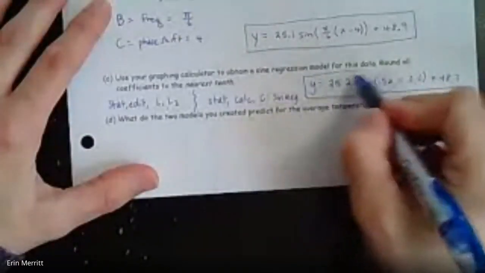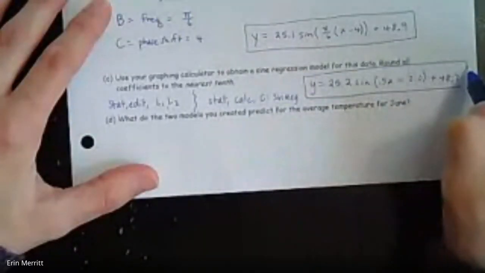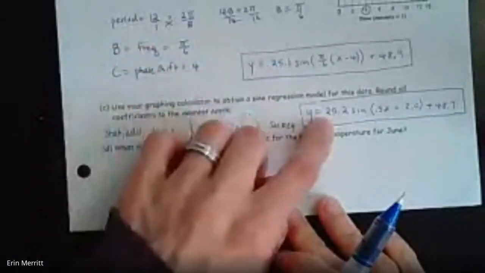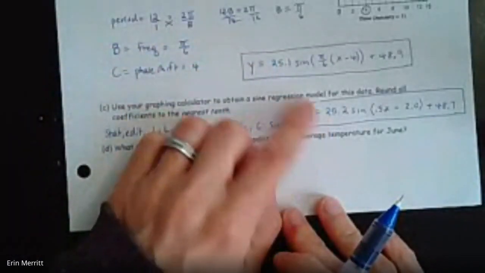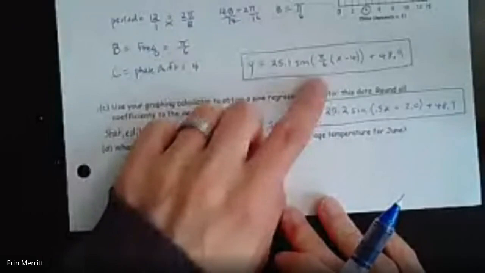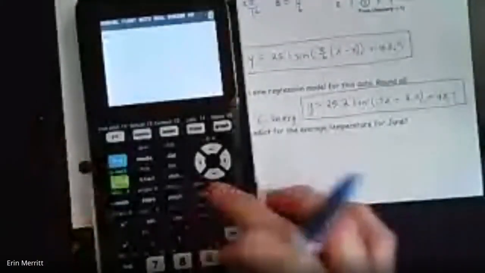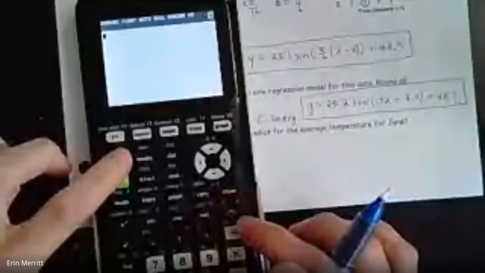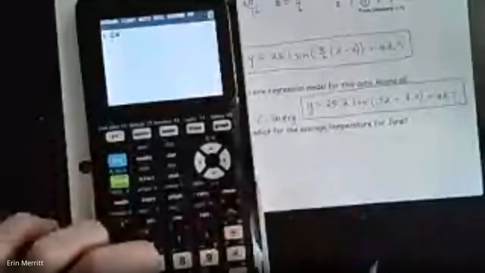Let's compare the two. All right. We said 25.1 for the amplitude. They said 25.2. It's pretty darn good. All right, pi over 6. If I do pi divided by 6, that's 0.52. That pretty much matches our 0.5 right here.